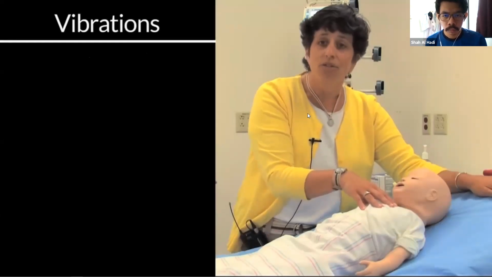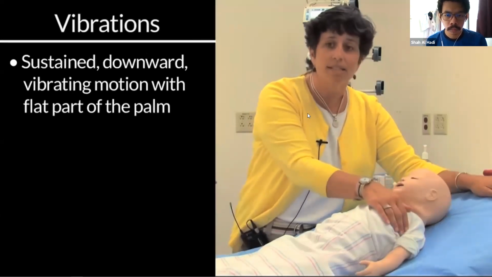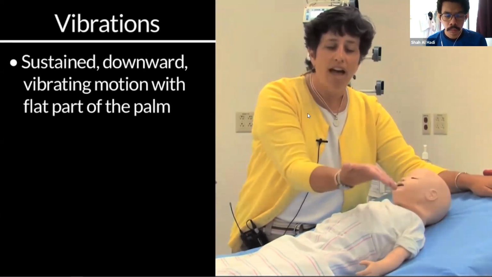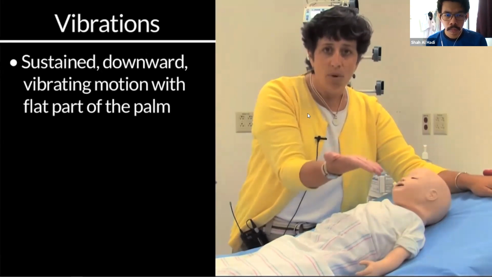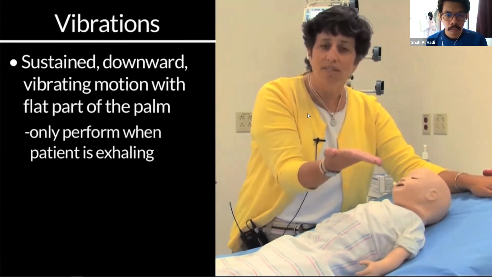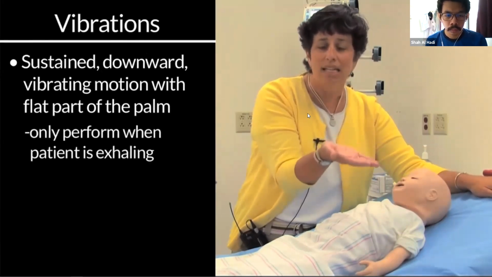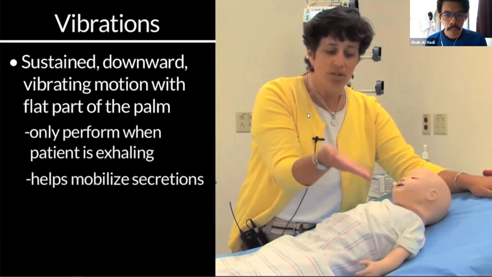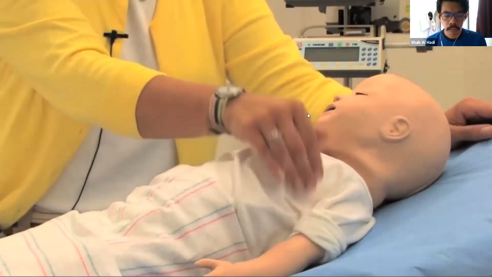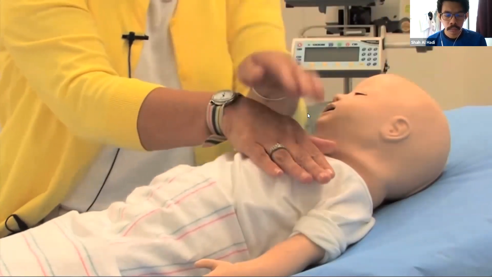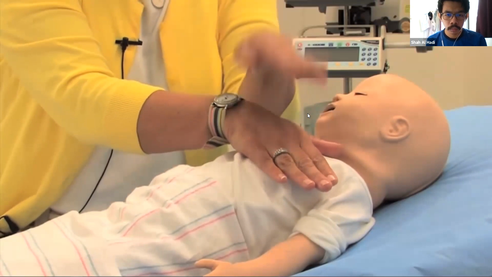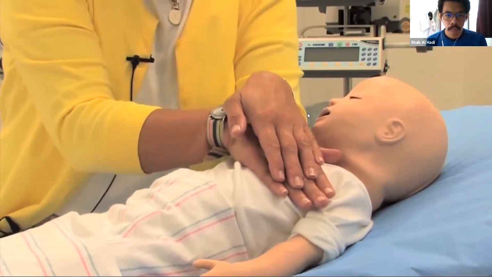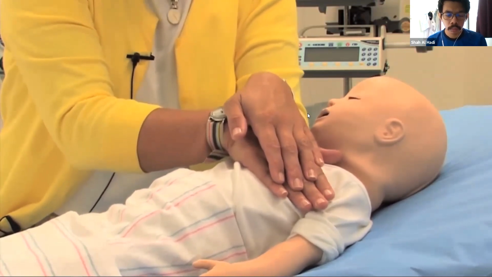Following that, you can go ahead and do vibration, which is basically a sustained downward vibrating motion with the flat part of the palm. It's important to only do the vibration piece of this when the patient is exhaling. It also helps with mobilization of secretions. So after you're done percussing, you can put your hand flat, you can use your other hand to help you, and when the patient has an exhalation, you can just vibrate very gently.